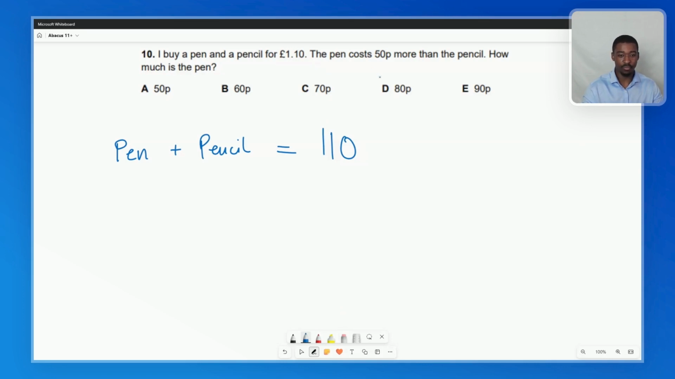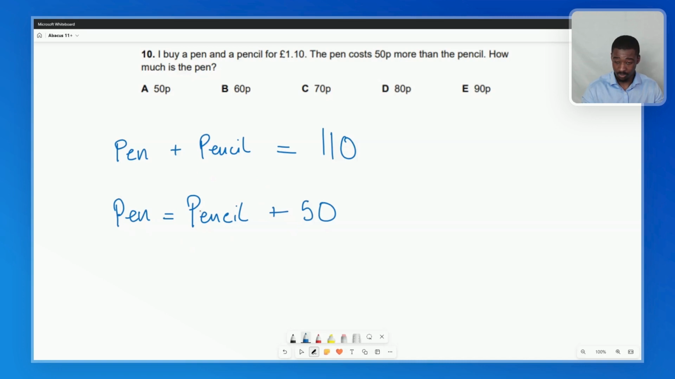The pen costs 50p more than the pencil. What's the equation, or what's the maths in that sentence? Well, the pen costs 50p more than the pencil. So whatever the pencil costs, the pen has to cost 50p more. So that means the pen equals the pencil, like we just said, plus 50p, or plus 50.